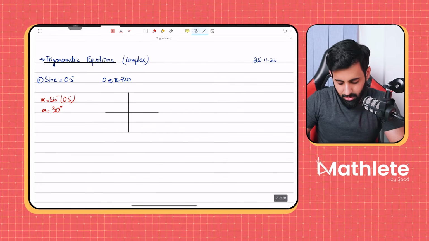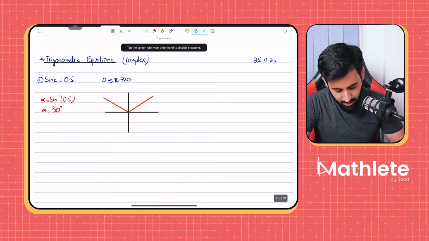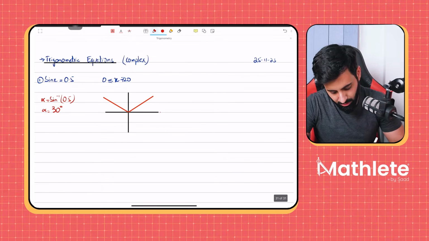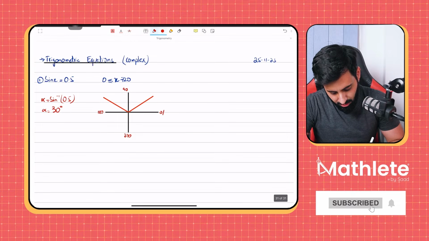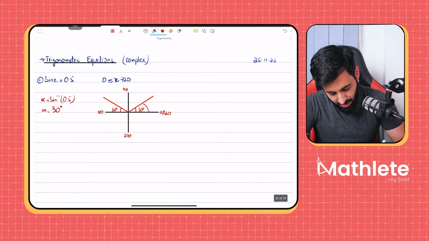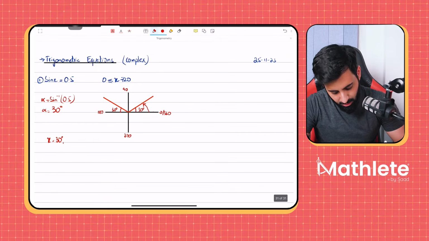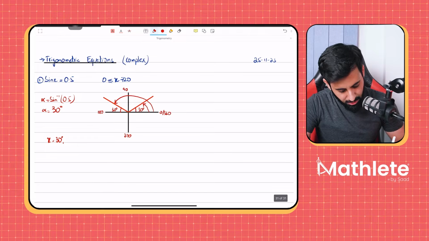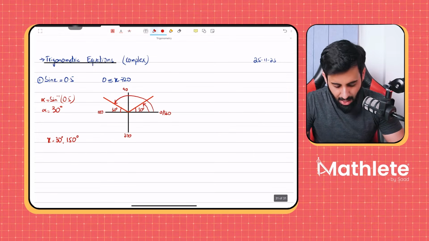Since it's positive, that means it's in the first or the second quadrant. So here's 0, here's 90, here's 180, here's 270, and here is 360 degrees. Here's 30, and here's also 30. So what is this angle going to be? This angle is going to be 30 degrees. And what's this angle going to be? This angle is going to be 180 minus 30, which means 150 degrees. So we have our two answers.